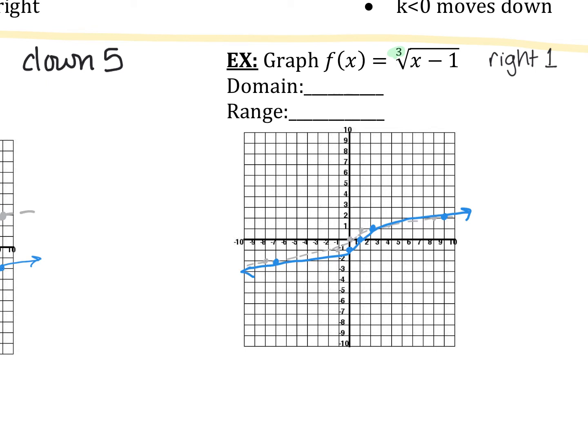Now, what's the domain? It's got to be all reals. What's my range? That's the beauty of the cube root. Even if my graph has shifted, even when there are transformations, my domain and range will always be all reals. Because I can plug in negative numbers, I can get negative numbers back out.